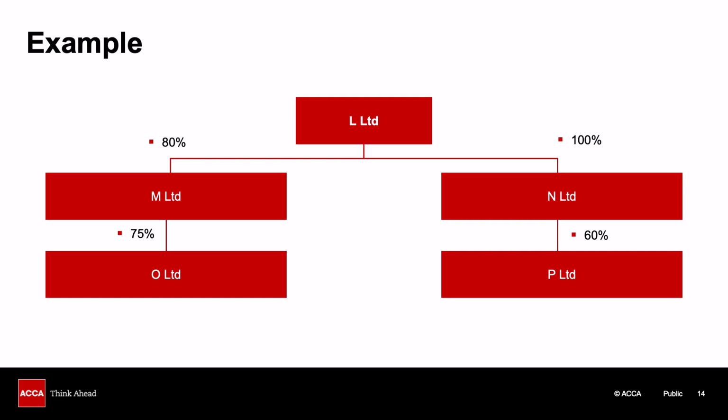But can we make our chargeable gains group bigger? Can we include N and P? L and N have got at least a 75% relationship, but do you see that P and N don't have a 75% relationship with each other? So regardless of the fact that L has got more than 50% of the shares in P, indirectly via N Limited, because we don't have the 75% relationship between N and P, P Limited cannot be in the chargeable gains group. So in this example then, P Limited is the only company that is not in the chargeable gains group.